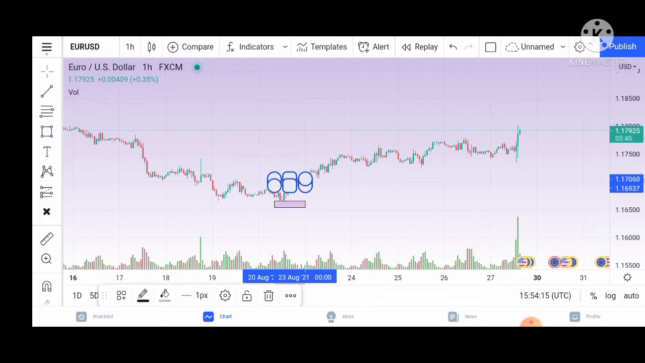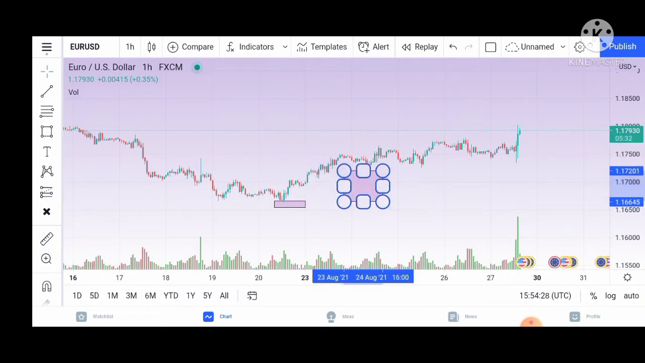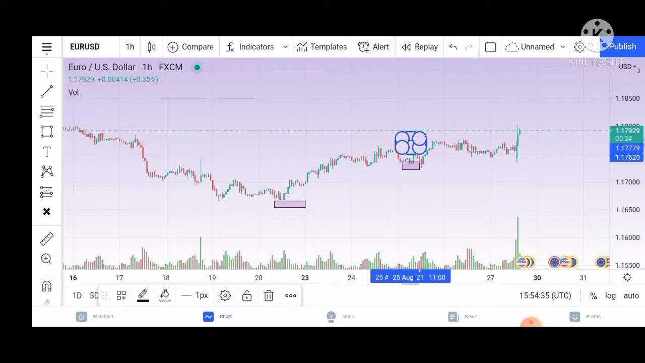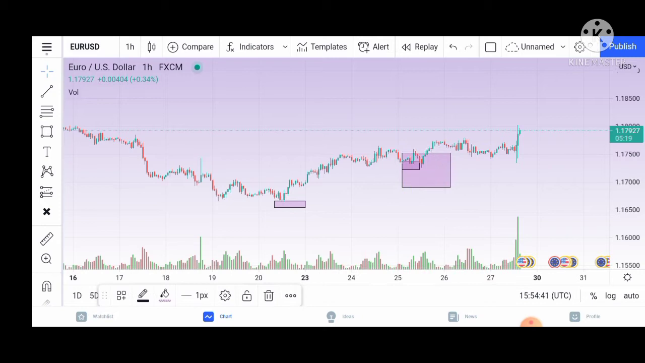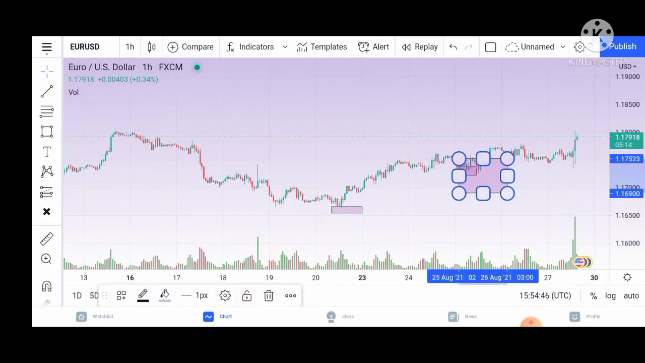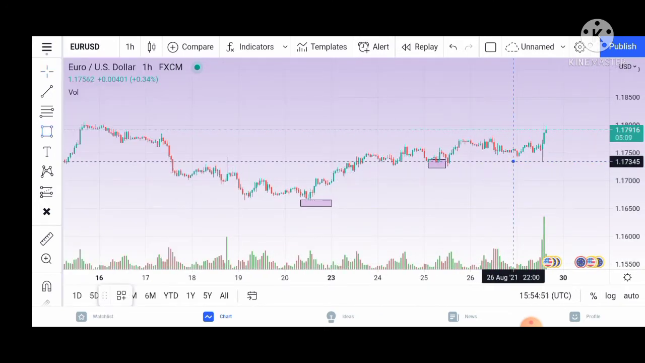Okay, so we have different zones. This is a support zone. There are different support zones in the market. All right, so all we need to do is to identify those support zones. Like I said before, support zones are zones in the chart where the market tends to push up. All right, so we can say this is a support zone.